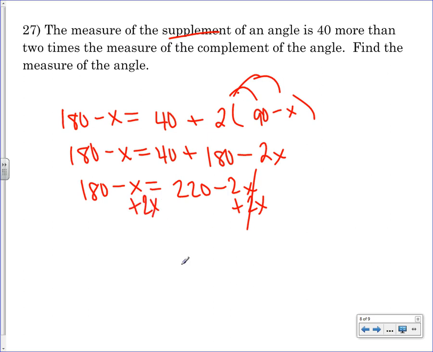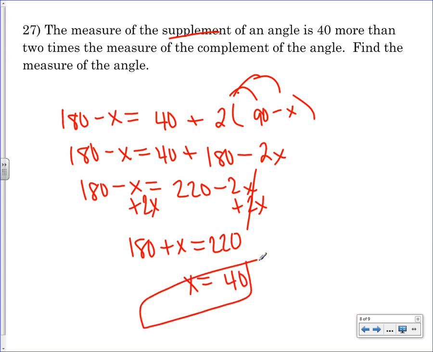Do you guys get what I'm saying? You don't have to do that. That's just what I do, okay? So 180 plus x equals 220. What do you do to both sides? Subtract 180 and we get 40. The angle they're talking about is 40. Did I lose anybody? Questions at all?